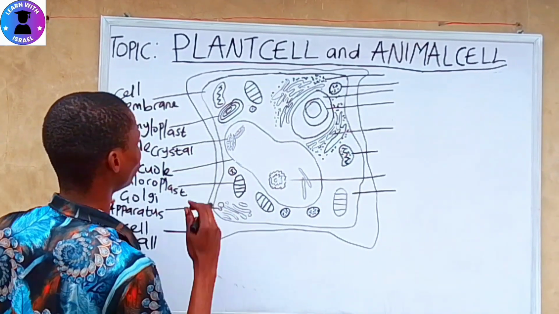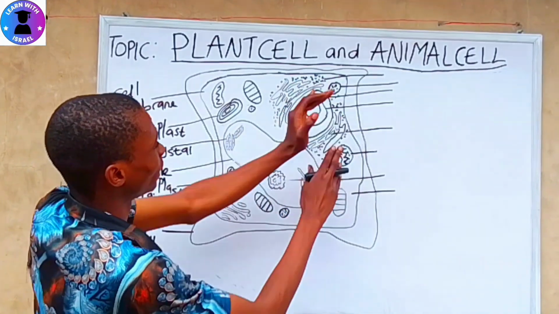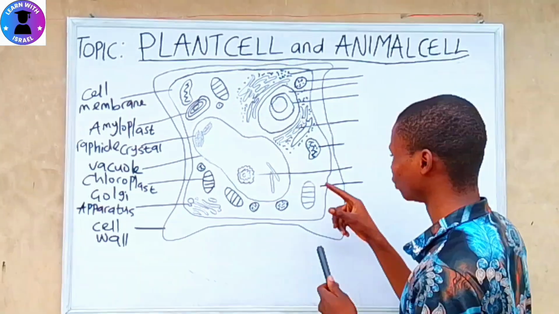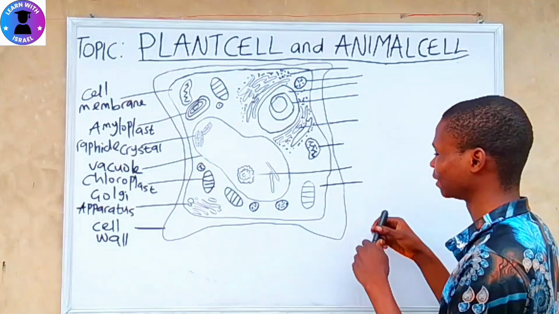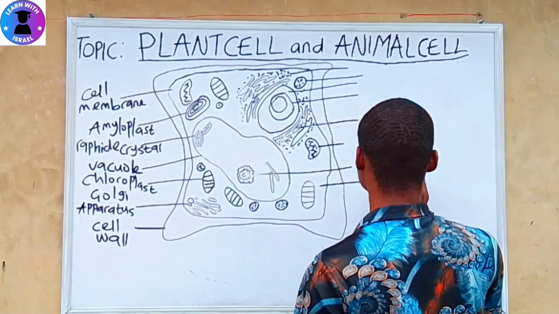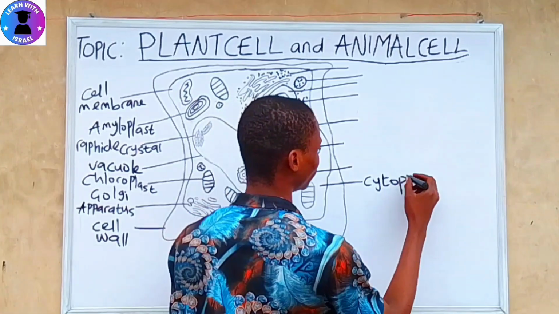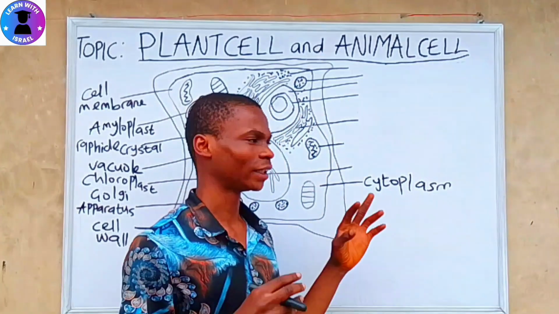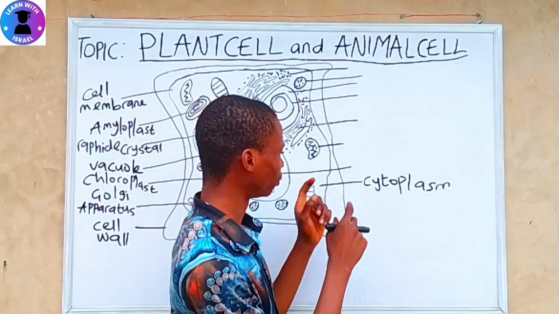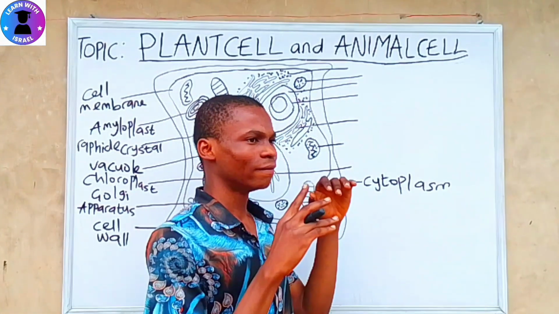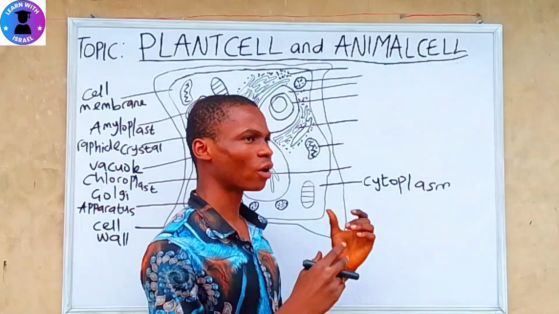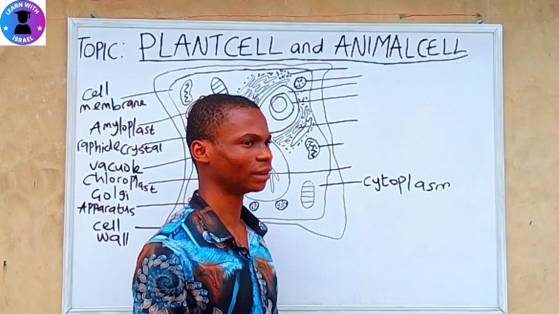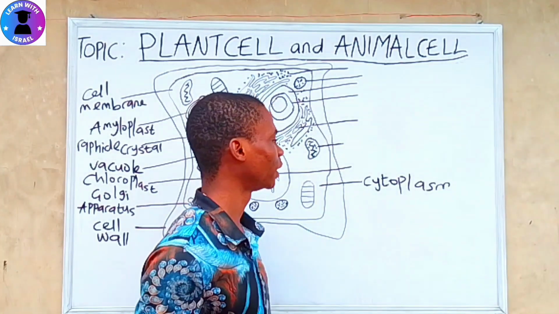So guys, we are done with this part. Let's label this part before we can call it a well-labeled diagram of a plant cell. Let's start from here. This part is the cytoplasm. The cytoplasm is a jelly-like structure that suspends organelles. That is the function of the cytoplasm.